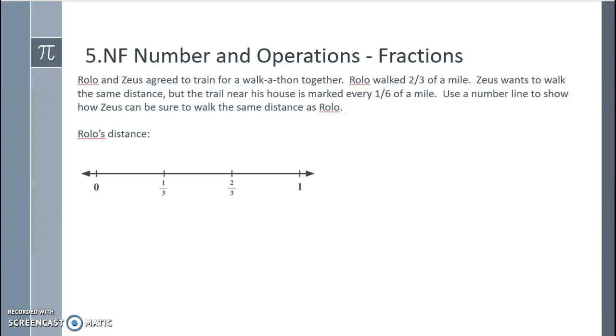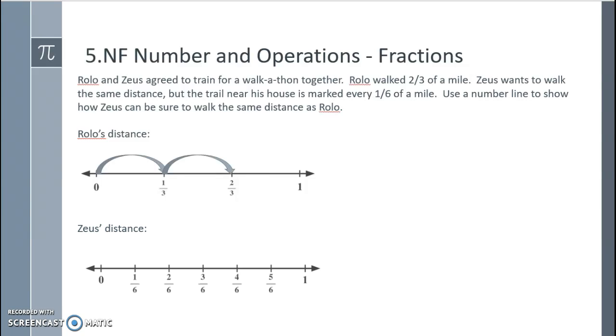So here's Rollo's distance. I have a full mile broken into 1/3 pieces so that I can determine that 2/3 is 2 copies of 1/3. Zeus's distance, his trail is marked every 1/6 of a mile, so I have the exact same unit of 1 mile, except this one is broken down into sixths. So in order for me to go the same amount of distance, Zeus would need to walk 4 copies of 1/6 of a mile to be the same distance as Rollo.